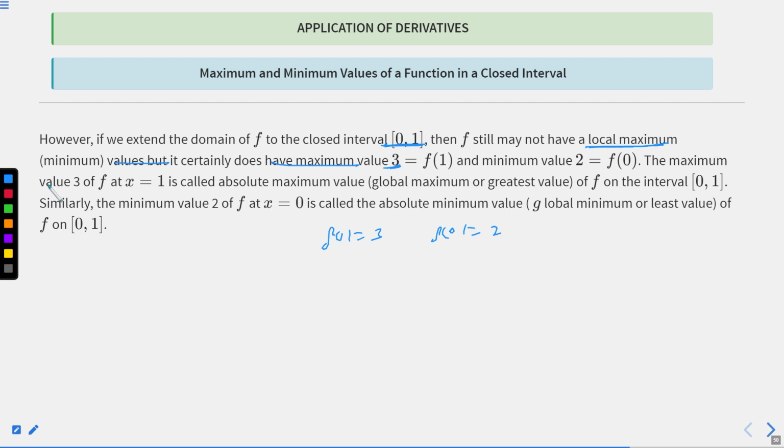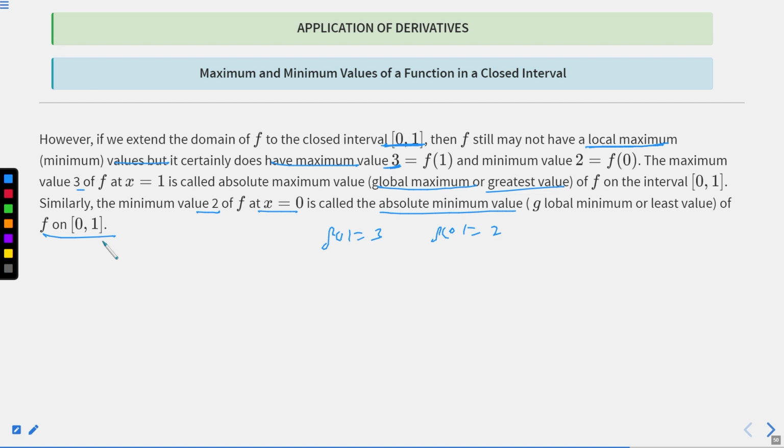The maximum value 3 of f at x equal to 1 is called the absolute maximum value, global maximum or greatest value. Similarly, the minimum value 2 of f at x equal to 0 is called the absolute minimum value, global minimum or least value of f. I hope it is clear to you.